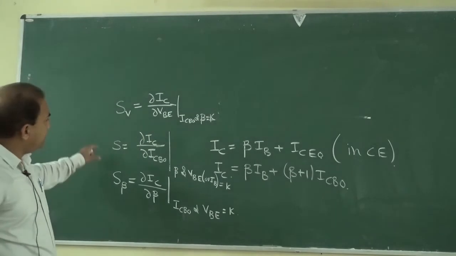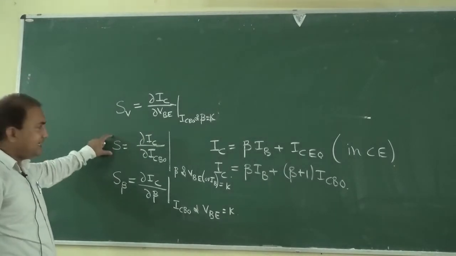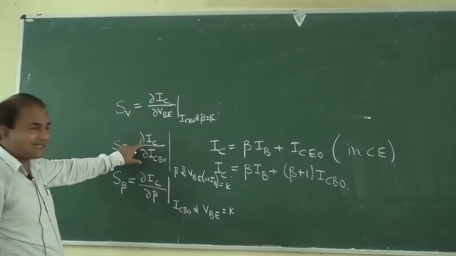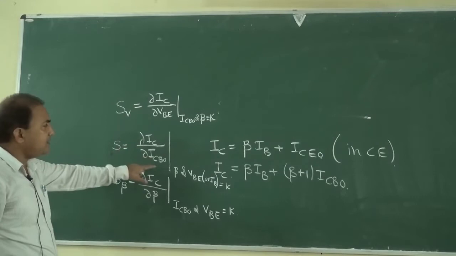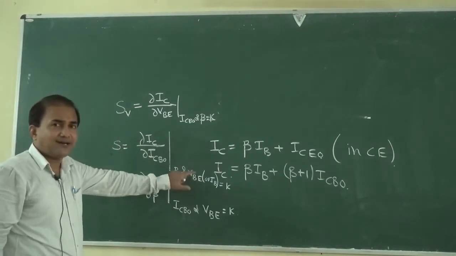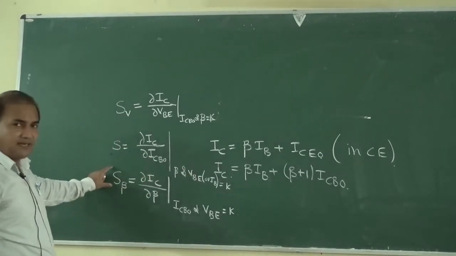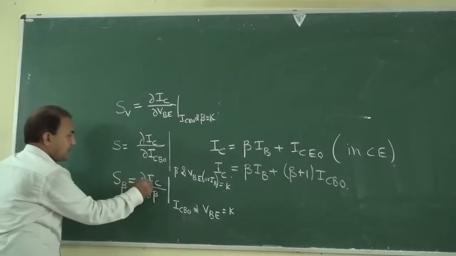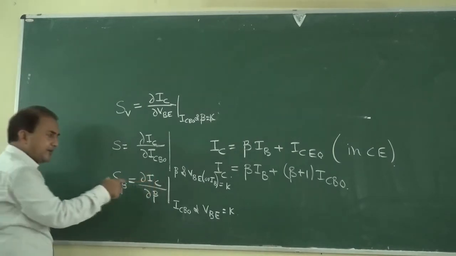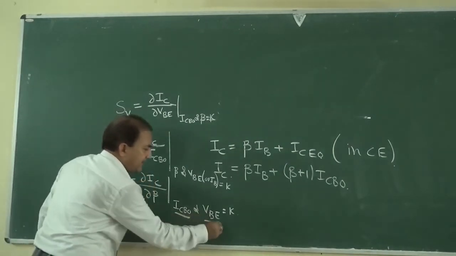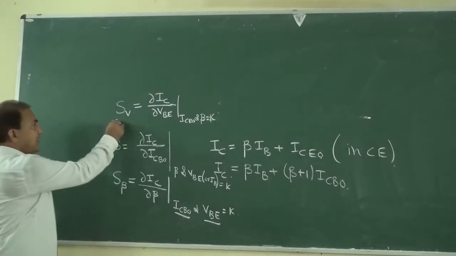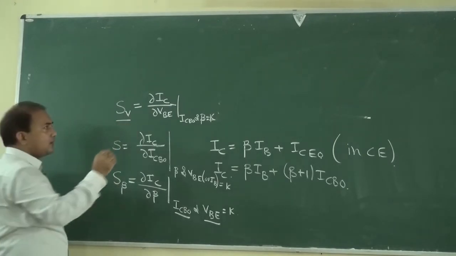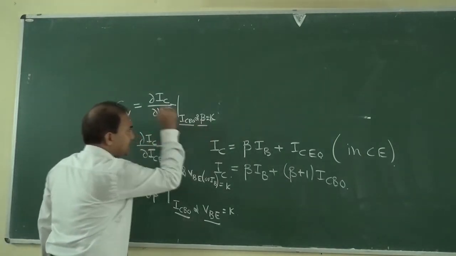Okay. So we are saying that stability factor is the rate of change of collector current with respect to the leakage current ICBO when beta and VBE both are constant. Now stability factor S beta is equal to change of collector current with respect to beta when ICBO and VBE are constant. Now SV is equal to del IC by del VBE when ICBO and beta are constant.